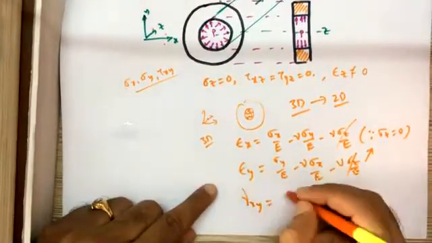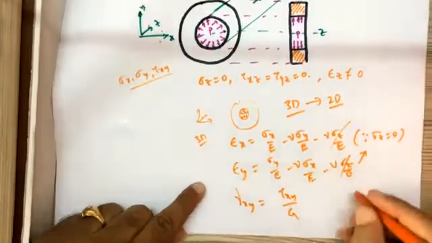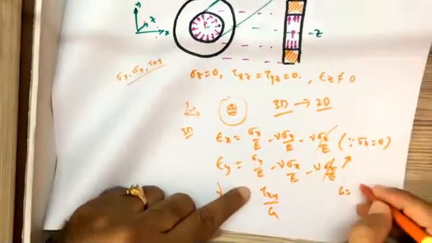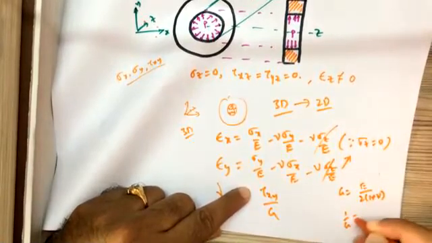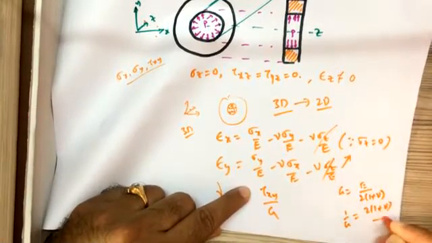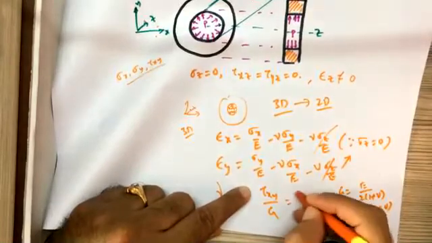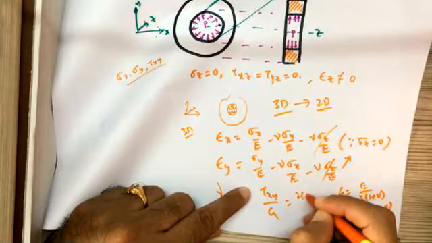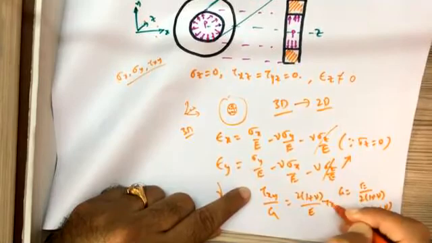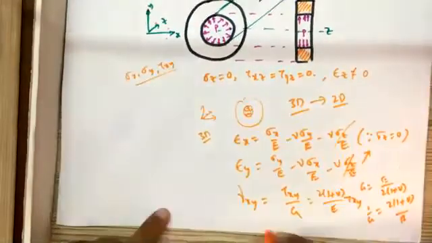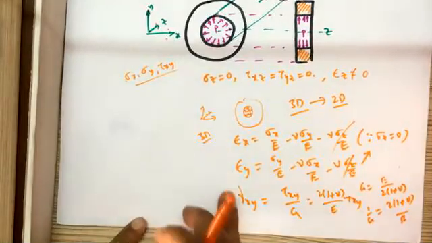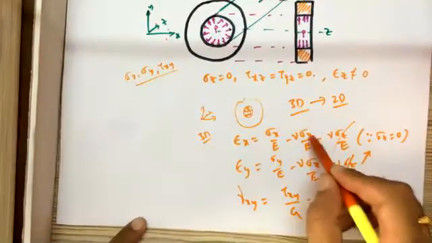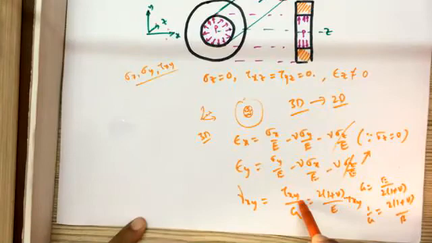Gamma xy is tau xy by G. What is G? G is equal to E by 2 into 1 plus nu. So 1 by G is 2 into 1 plus nu by E, and I can simply write gamma xy as 2 into 1 plus nu by E into tau xy. Am I right? So I got epsilon x, epsilon y, gamma xy, and I got sigma x, sigma y, and tau xy.